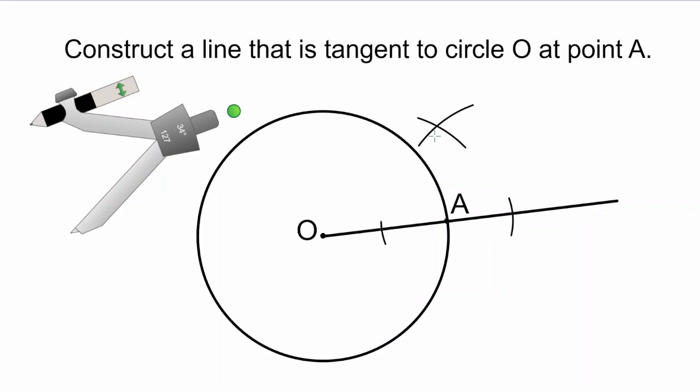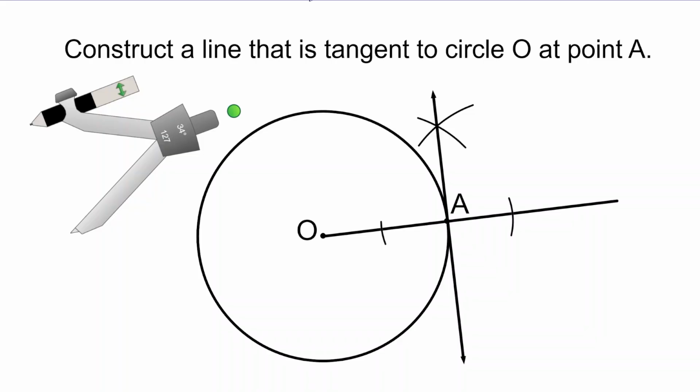Now the last thing we need to do is just connect this point over here to point A. For the line that I draw in, I'm going to make sure to put arrows on the end, because technically we are constructing a line that is tangent to circle O at point A. So we could say that this line that we just made here is in fact the tangent line to circle O at point A.